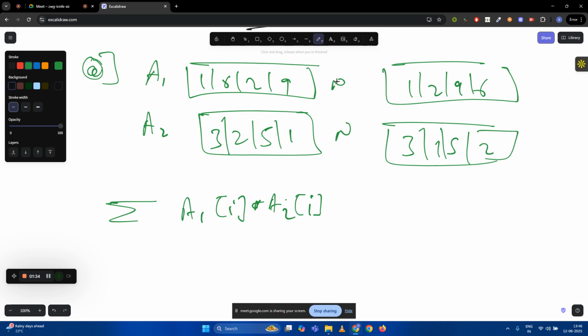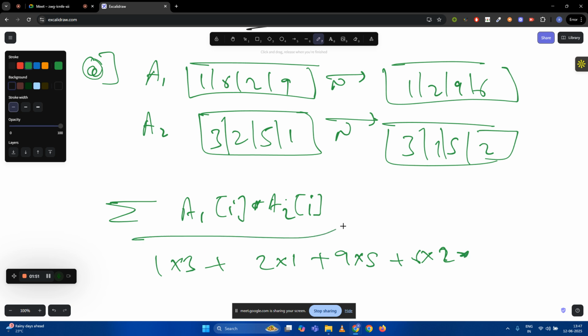If I rearrange A1 to this and A2 to this, my summation would be 1 into 3 plus 2 into 1 plus 9 into 5 plus 6 into 2. So this would be the summation for this case. But you need to maximize this value. So you have to rearrange in such a way that this value is maximized, and you need to tell the maximum value of summation of a1i into a2i.